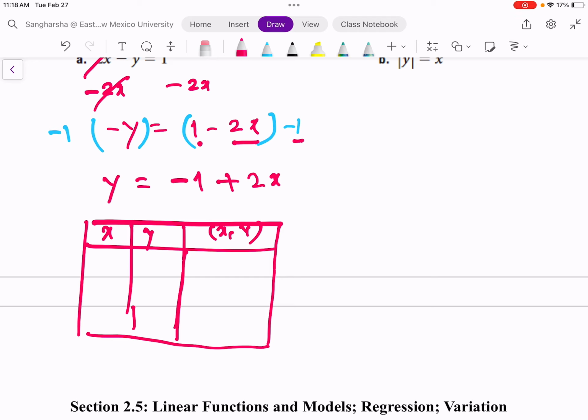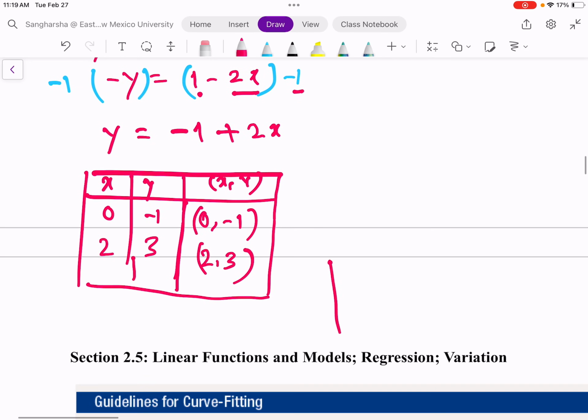Okay, let's choose x equals 0. If x is equal to 0, what is our y? Negative 1. Okay, let's choose x equals 2. So if x is equal to 2, what is our y? 3. Okay, so we have the point (0, -1) and the point (2, 3). So let's graph this. So this is x, this is y. So we have (0, -1), which is here. (2, 3) is somewhere here, right?